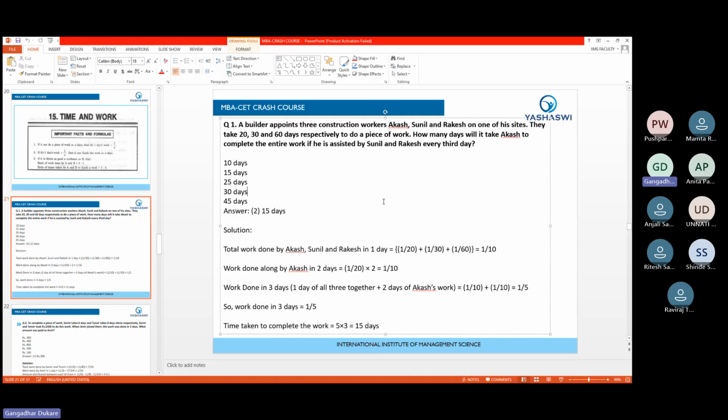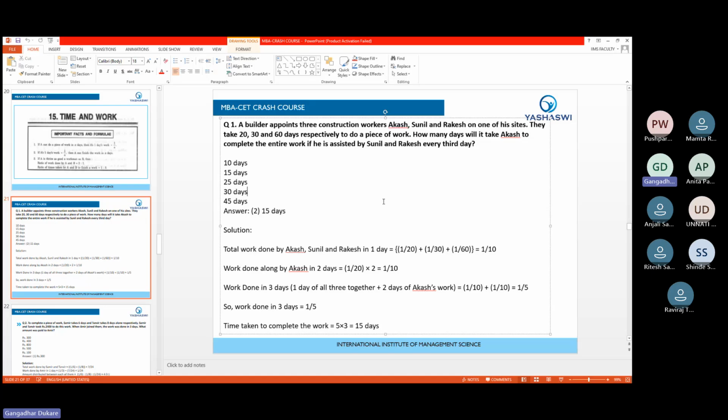So the work done alone by Akash in 2 days is 1 by 20 into 2. Okay, 1 by 20 is the work done by Akash, 1 by 30 is the work done by Sunil, and 1 by 60 is the work done by Rakesh. So the work done by Akash alone in 2 days is 1 by 20 into 2, that is 1 by 10.